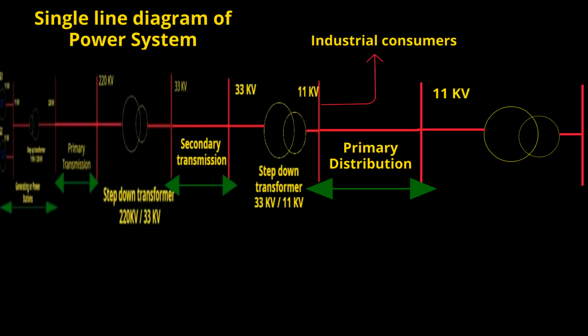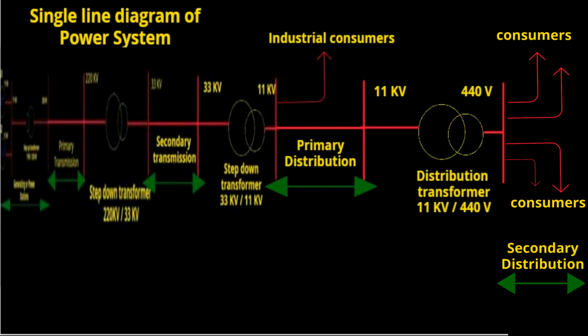And from the distribution substations, by using step-down transformers, the voltage levels are further stepped down to 440 volts, and this 440 volts will be distributed to consumer end. Based upon the requirement of the consumer, the distribution companies will give either 3-phase 440 volts or single-phase 220 volts supplied to the consumer. This type of distribution is said to be secondary distribution.